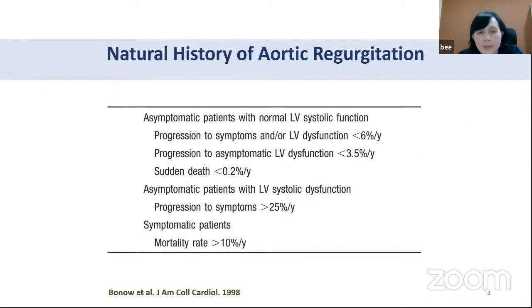The older literature actually reported a very low mortality rate of 0.2% per year in asymptomatic patients, but recent data have suggested that this mortality rate is not that benign. It's up to about 2% per year in asymptomatic patients. On the other hand, symptomatic patients have a high mortality rate.